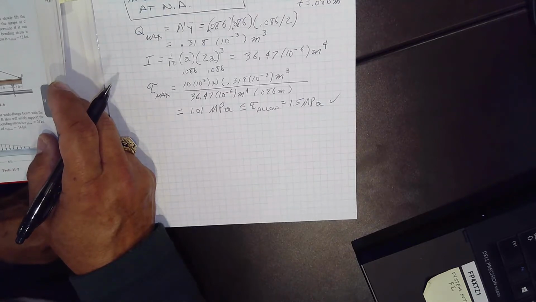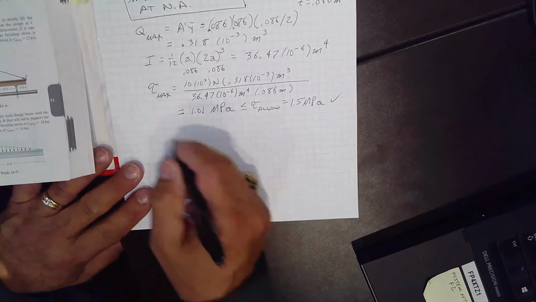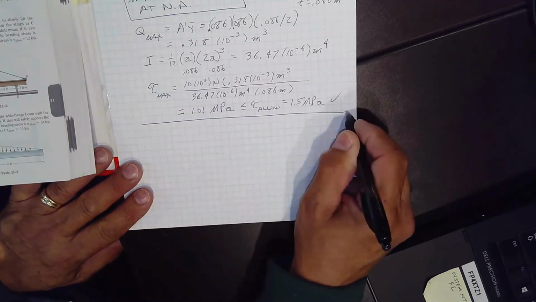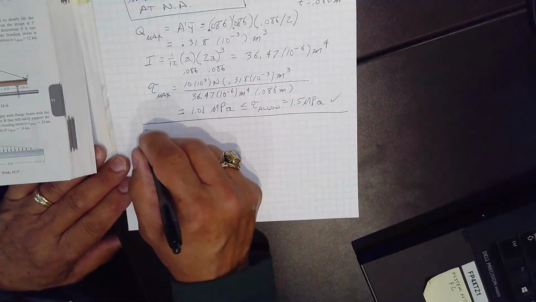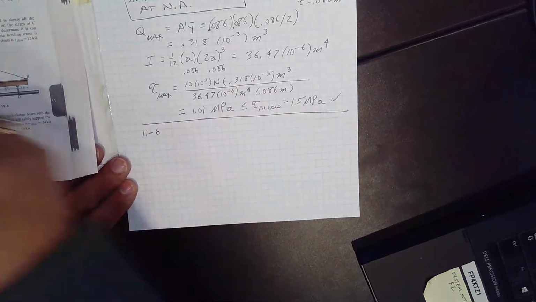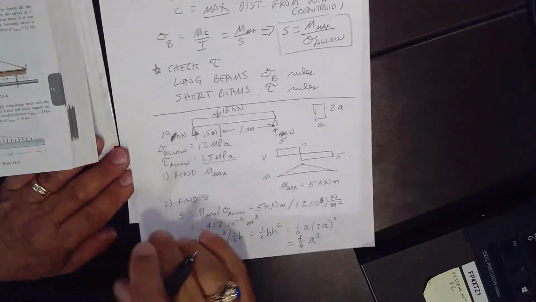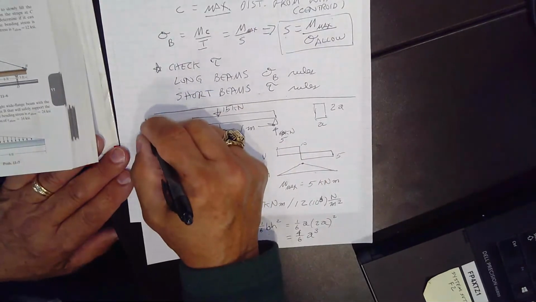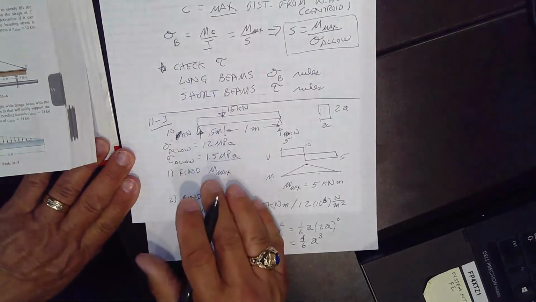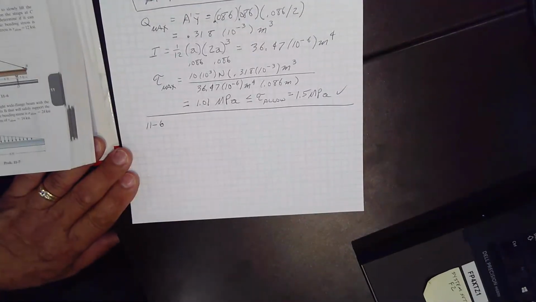Well, let's look at F11-6. I know this was a homework problem for y'all, but let's do 11-6. That one, by the way, that we just did was 11-3. Right here, this was 11-3. Okay.